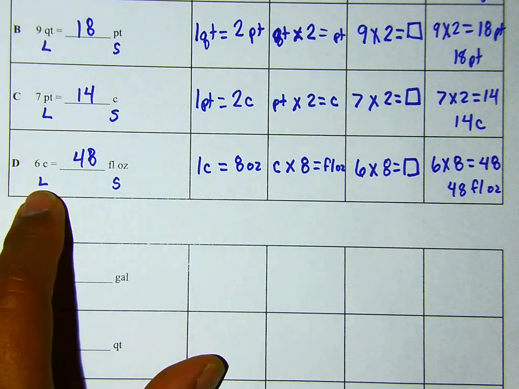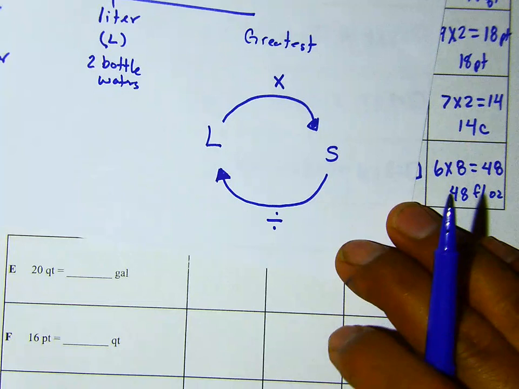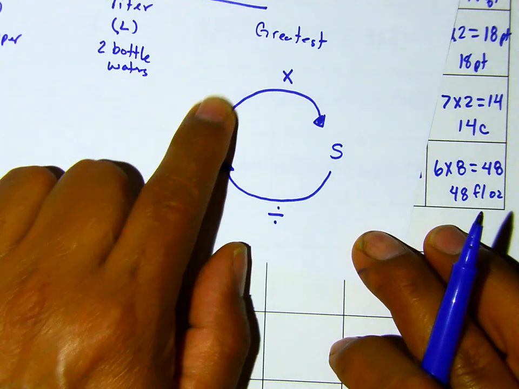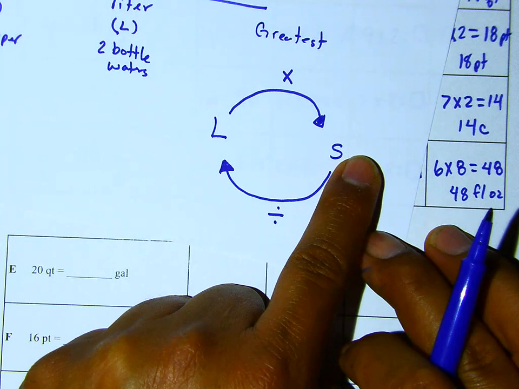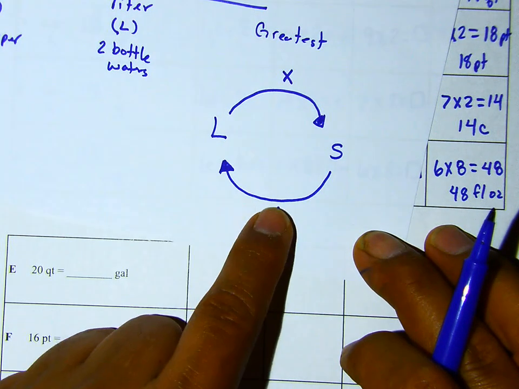So we have to remember, if I'm going from a larger unit of measure to a smaller unit of measure, I'm going to have to multiply. If I'm going from a small unit of measure to a large unit of measure, then I'm going to have to divide. So let's look at E.